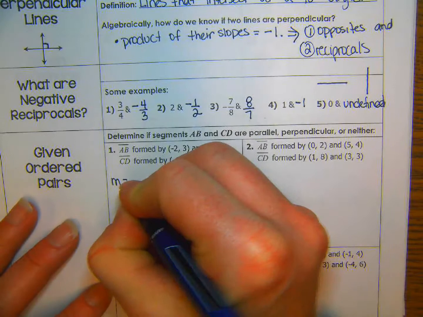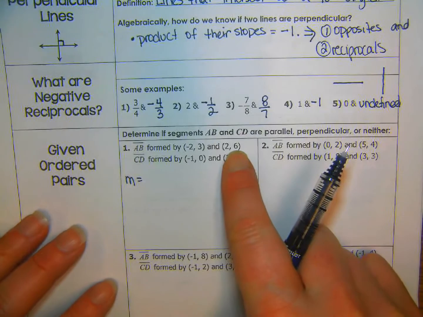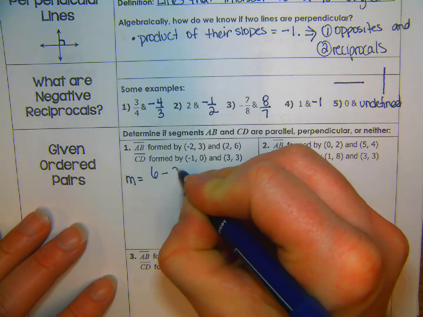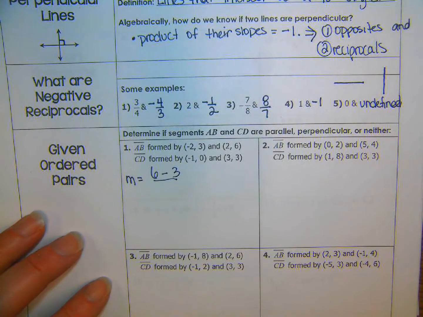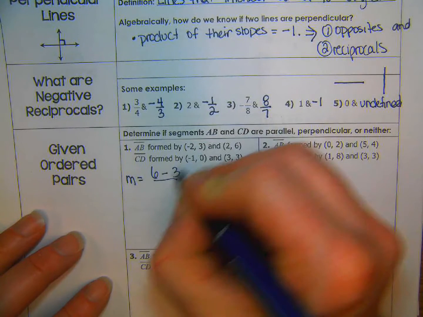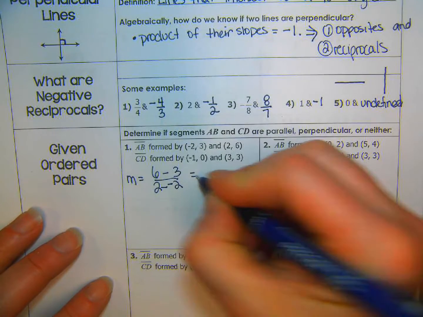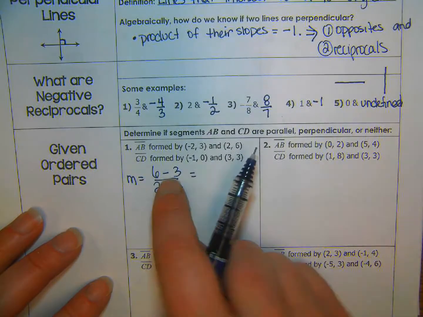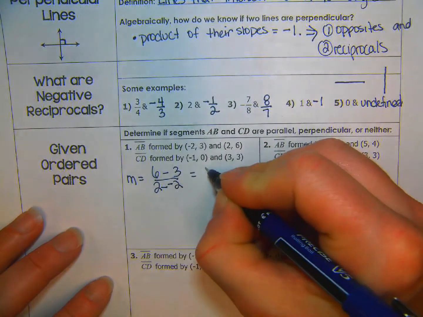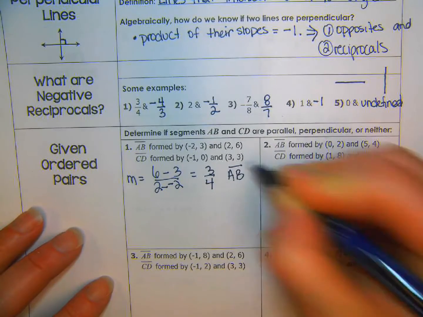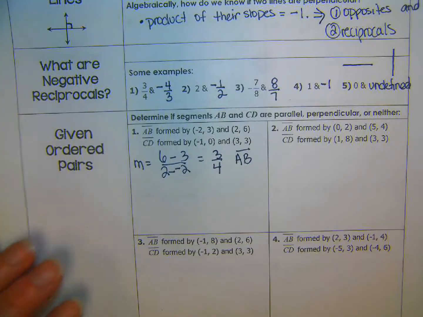Let's do AB. I'm going to do 6 minus 3 and 2 minus a negative 2, but what do I write? 2 plus 2. So the slope of AB is 3 over 4. This is AB. All right, let's do CD.